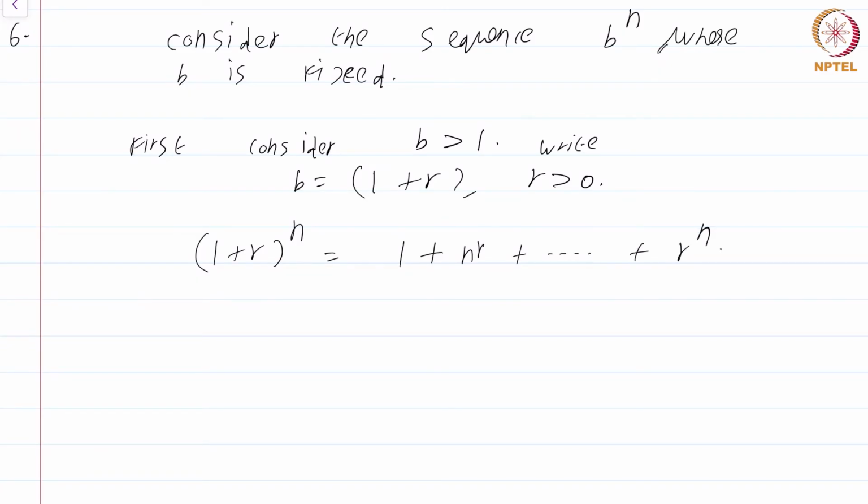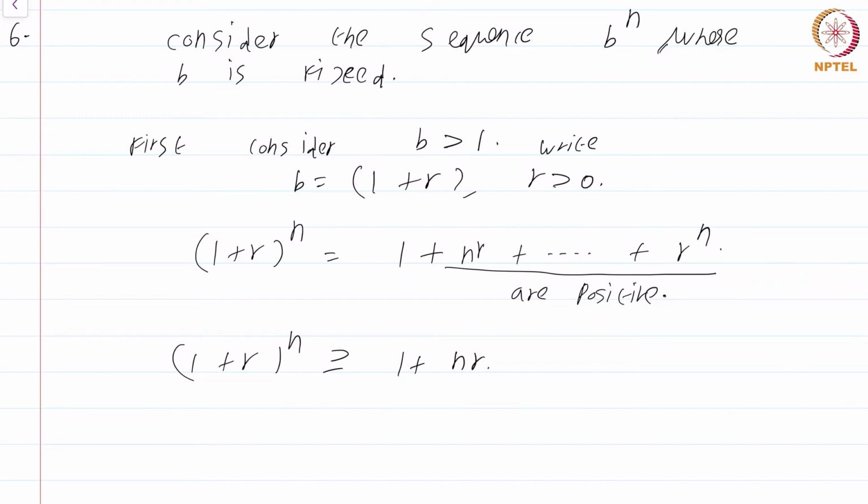I'm not really interested in the in-between terms. They will involve the various n choose something. But the key fact is all these terms are positive. So in any case, 1 plus r power n is greater than or equal to 1 plus nr. I'm just ignoring all the other positive terms. So 1 plus r power n is certainly greater than or equal to 1 plus nr. Right? But now r is a fixed quantity.